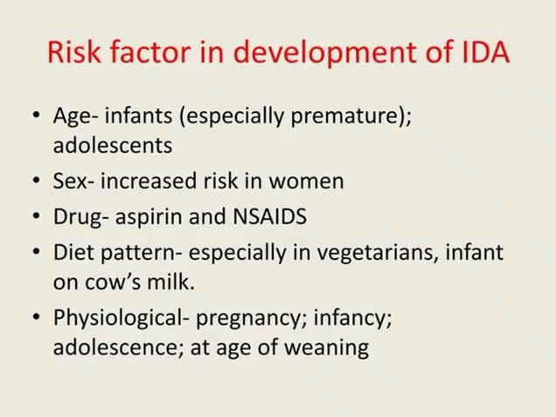The second one is sex. Sex means it is based on the two genders, that is female and male. Women are more prone to iron deficiency due to their menstrual blood loss and increased iron needs during pregnancy. So based on the male and female category, females are more prone to iron deficiency anemia.